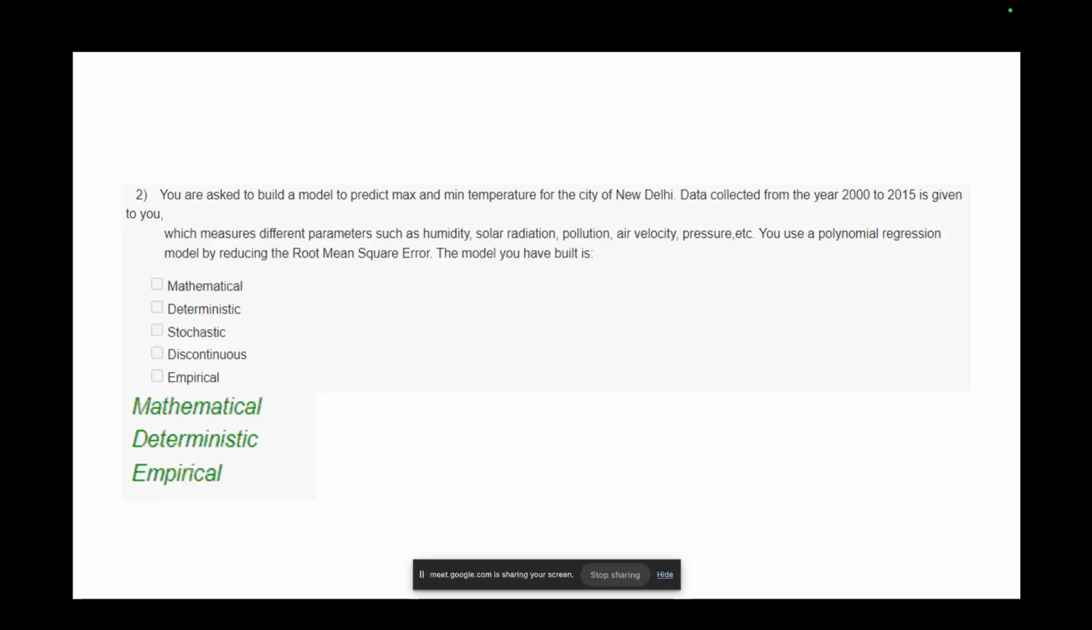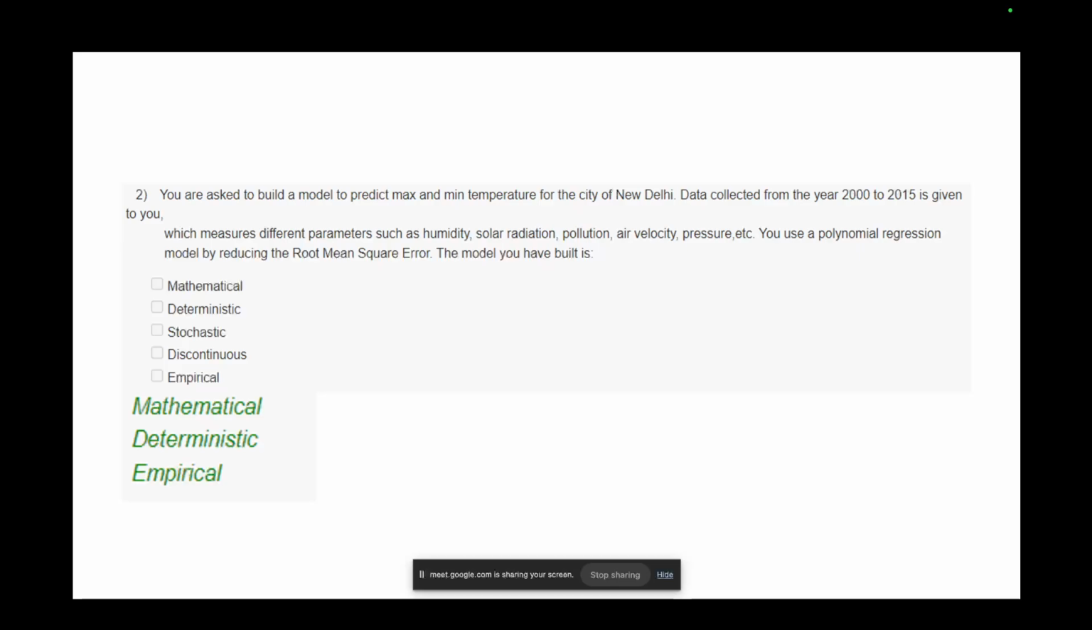First and foremost, because you're predicting a particular thing using different factors using a mathematical model. So the model is mathematical firstly. Secondly, it's deterministic. Why is it deterministic? Because there is no randomness associated with the model.